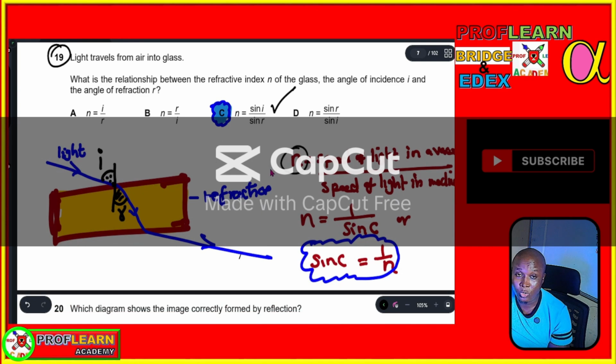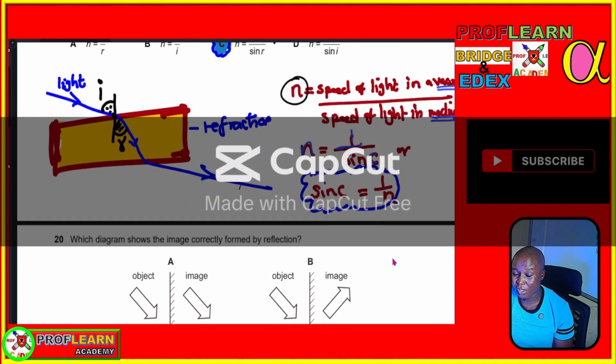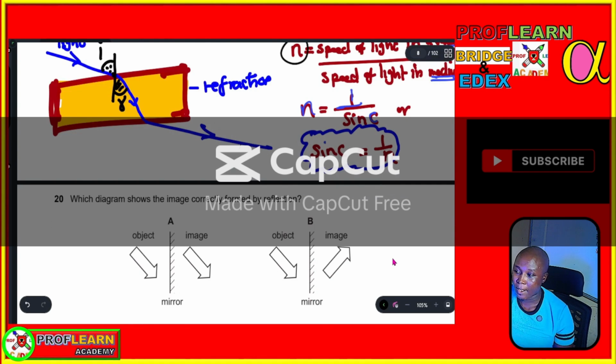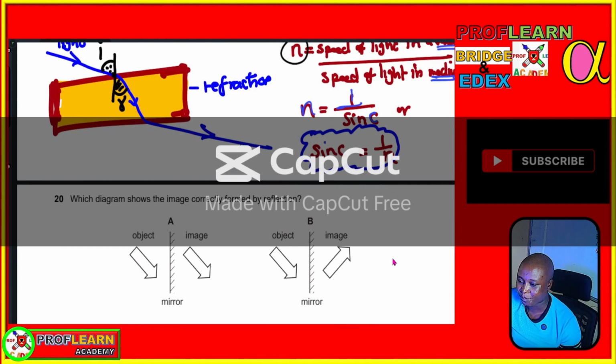Refractive index you also need to remember, because we don't know which question will be asked in that exam. Refractive index can also be given as the speed of light in a vacuum over the speed of light in the medium or in the material. Or refractive index can be calculated using the formula 1 over sine c, where c is the critical angle, or sine c equals 1 over the refractive index. So for light, those are the formulas you need to remember as far as that is concerned.